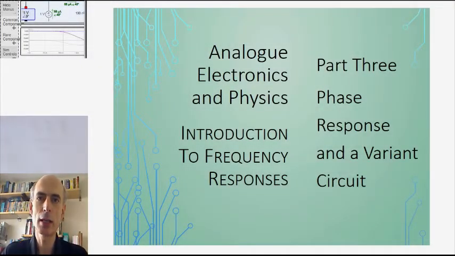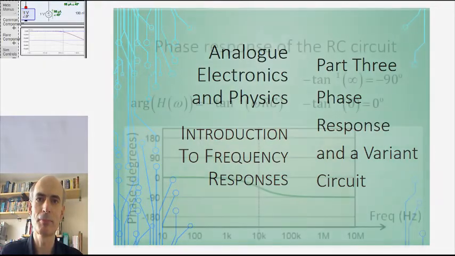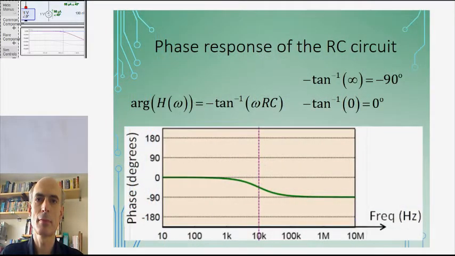This time we're looking in more detail at the phase response and at a slight variation on the RC circuit. As we've seen in previous videos, the phase response, or the argument of the frequency response, for this simple RC circuit is minus the arctangent of omega RC.